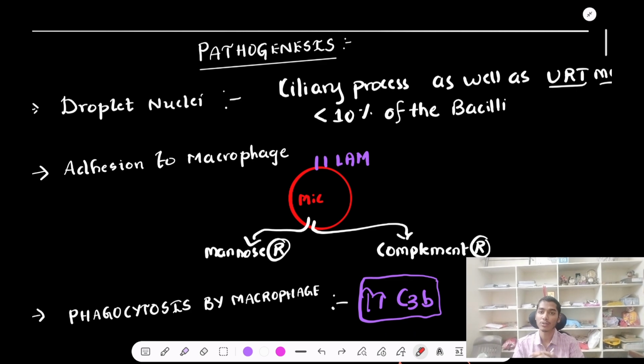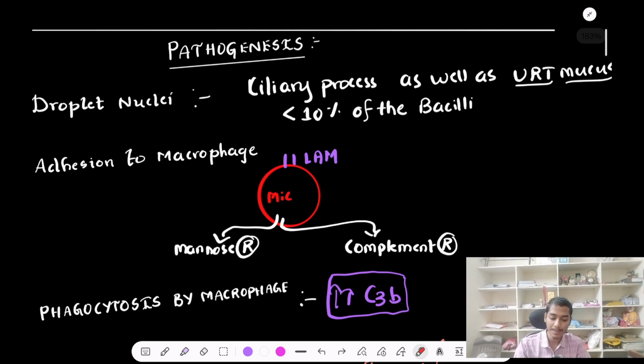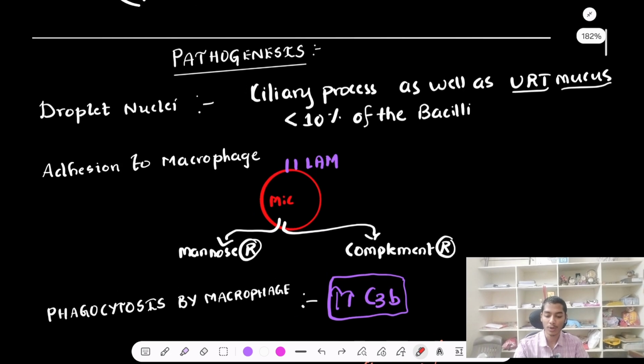Then let's go to the pathogenesis. In the pathogenesis, we have various steps that are enlisted here. First step is droplet nuclei. As in case of the mode of transmission, the droplet nuclei which are present in the air are being inhaled. Not all the inhaled droplet nuclei enter the alveoli. It is mentioned that less than 10% of the bacilli enter the alveoli.